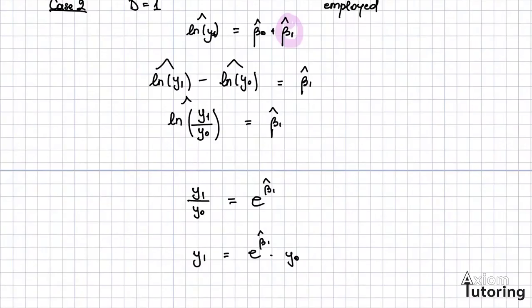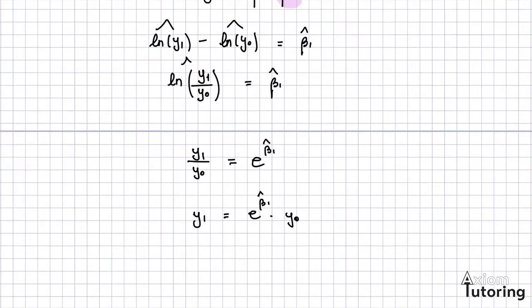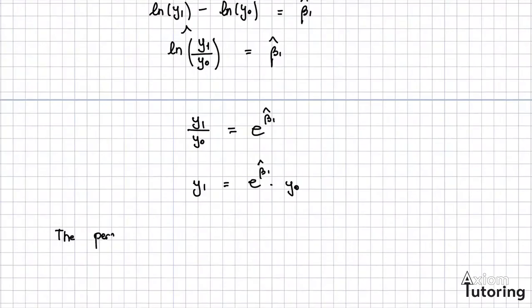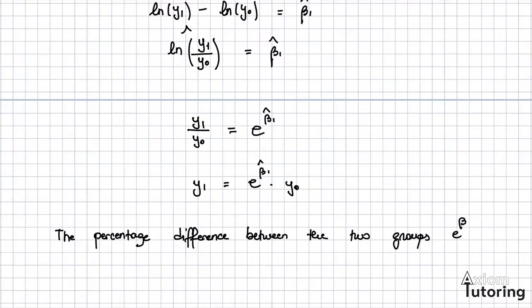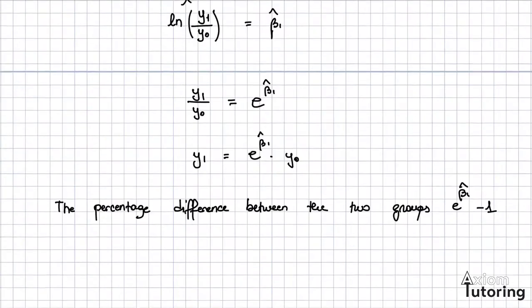So the percentage difference between the two groups will be e to the power beta 1 hat minus 1. Normally you would have to also multiply by 100, and if you multiply by 100, you're going to get the full percentage.